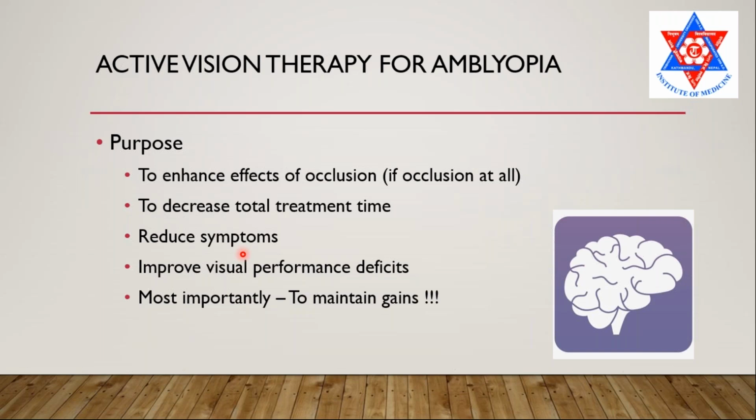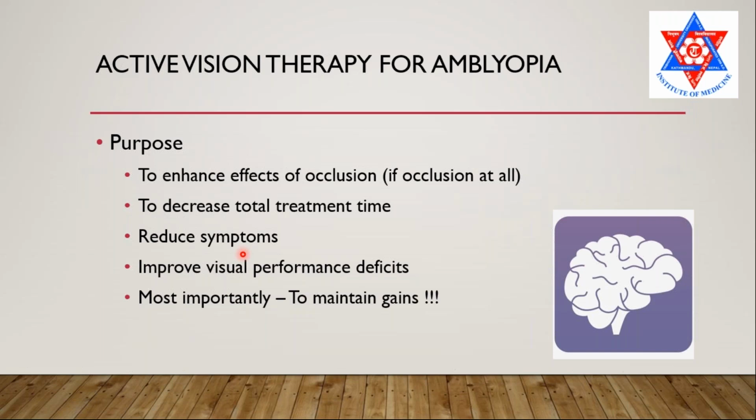These visual performance deficits means that during evaluation, we'll evaluate many visual efficiency skills in these subjects. So the main goal of active vision therapy will be to improve these visual performance deficits that the child or the patient has during the evaluation. And most importantly, the final but not the least purpose of active vision therapy for amblyopia is to maintain gains.